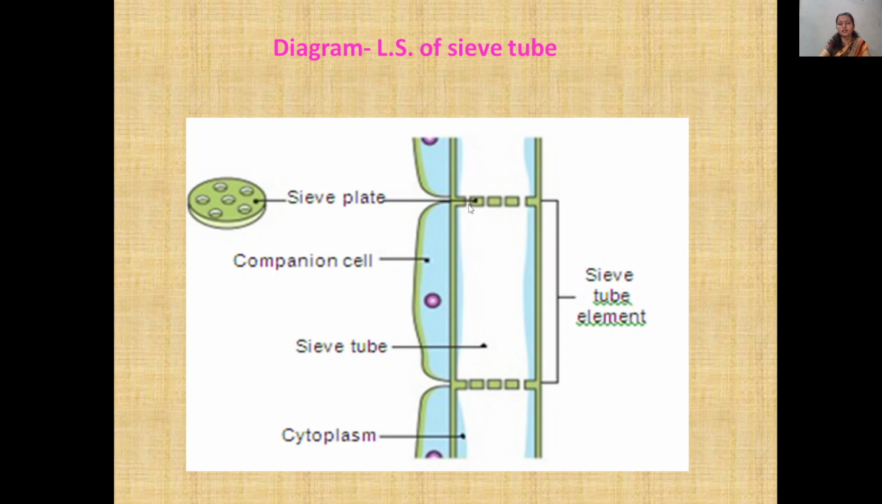See here, it is the sieve plate. Then, when food material goes in the downward direction, it goes towards the root, and also in the upward direction it goes towards the stem and leaves.